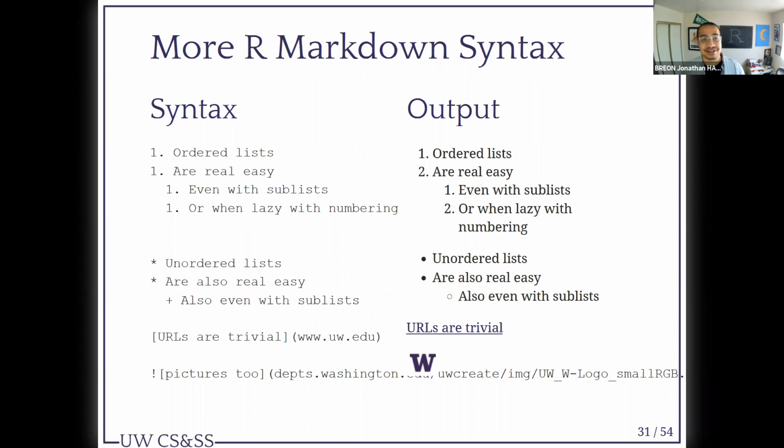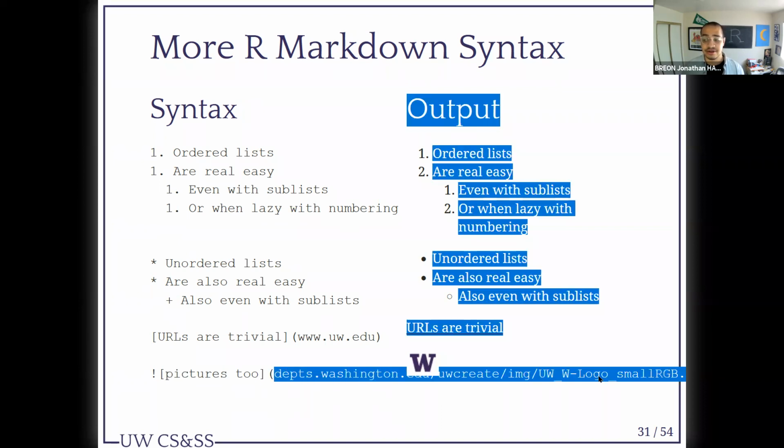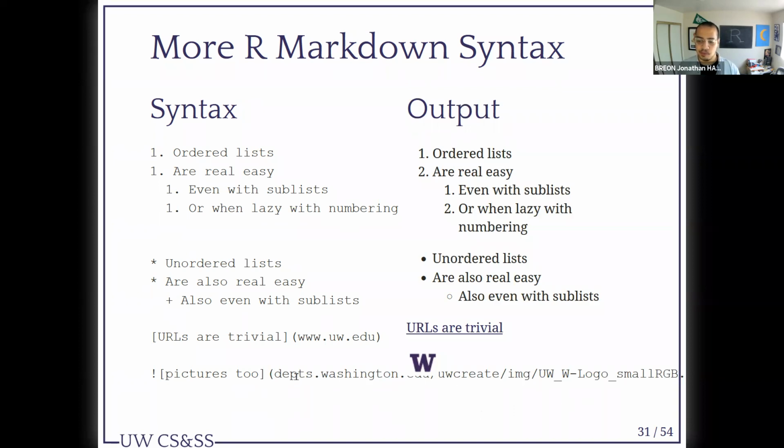Goodness me, I didn't fix this before re-recording this. But you just put an exclamation point before the same setup as the URLs in order to put pictures in like this little W. Note that you can give it a caption by putting a caption in the brackets. And then here you can put something like a link to a picture on a website or a link within your directories that you're working from.